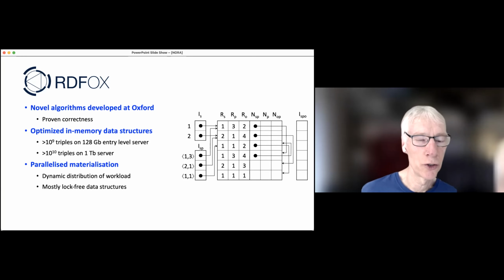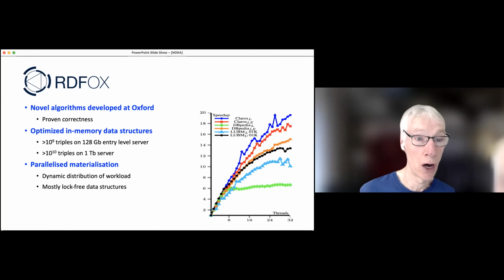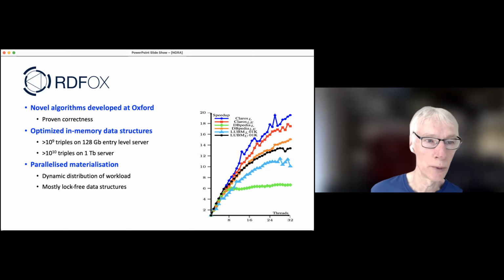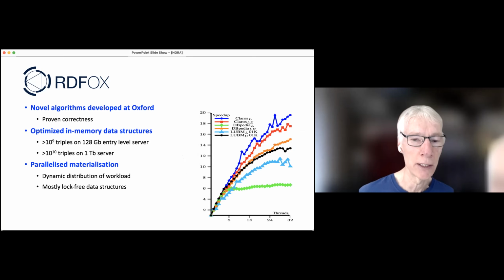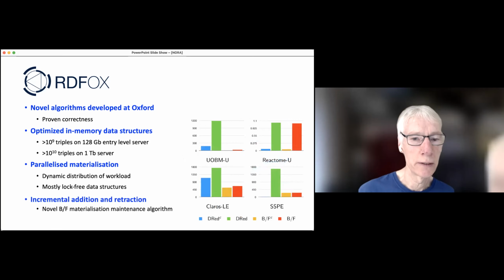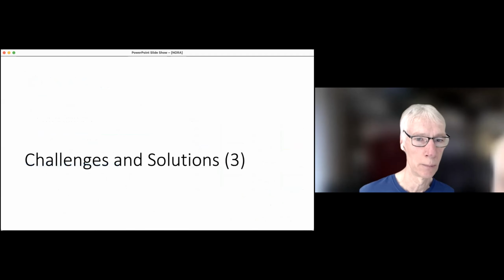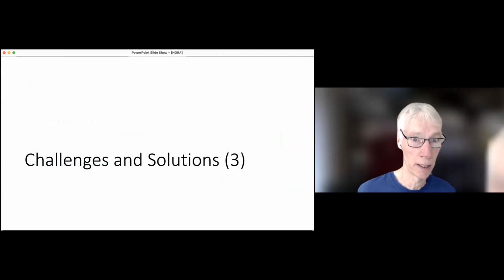Okay, so as I mentioned, we can materialize in parallel, and on typical benchmarks, we get speed ups of up to 20 times, even on just a 16-core machine, because we can exploit hyper-threading to actually use the cores more efficiently. And I just wanted to lastly mention incremental addition and retraction. So as I mentioned, we have a novel algorithm for doing this incremental maintenance, and this also brings about a great improvement in performance.